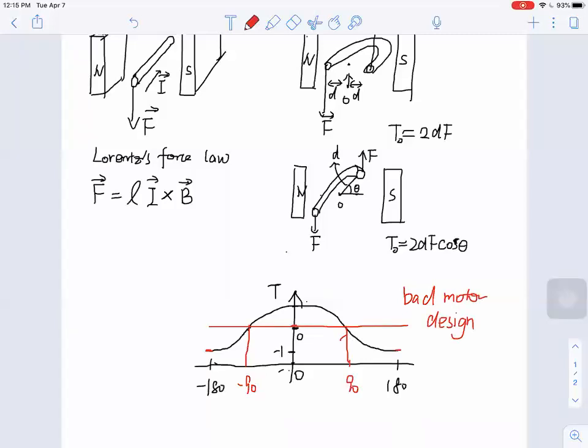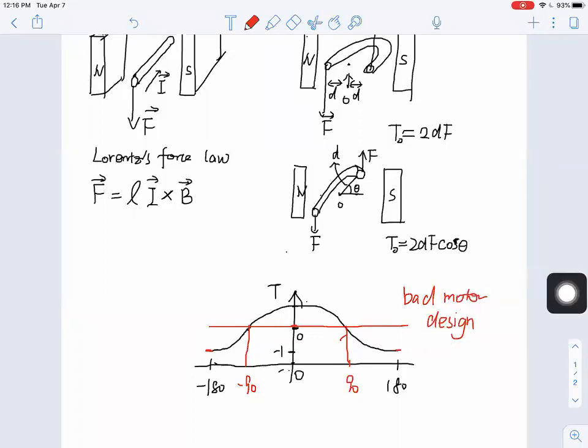Since first the torque would change from positive to negative, negative to positive. That's something we don't want to see. If you have a motor, you want the motor to generate either all positive torque or all negative torque. You don't want alternating between both. And also we don't want to see zero torque points in a motor. So this is a very bad motor design.